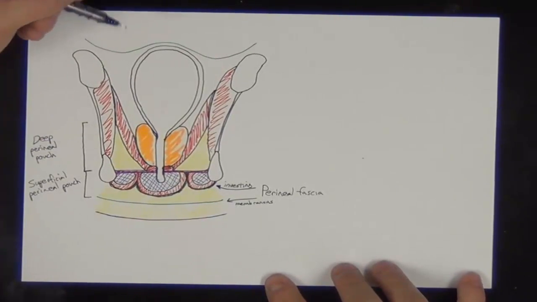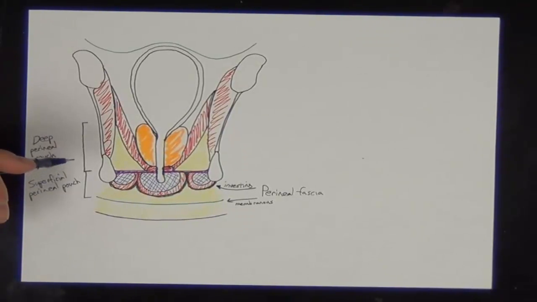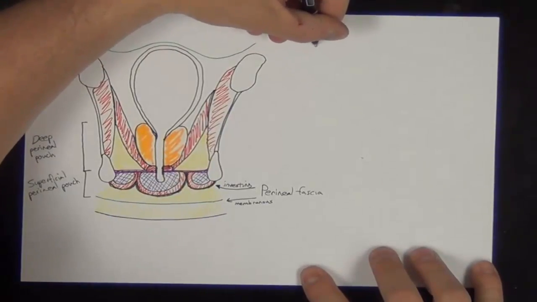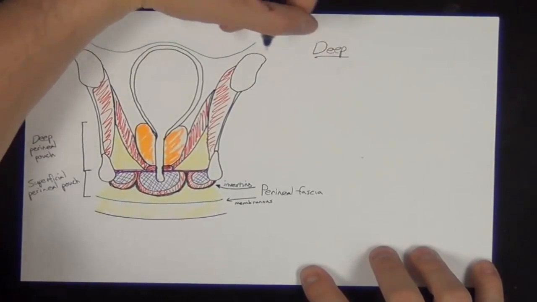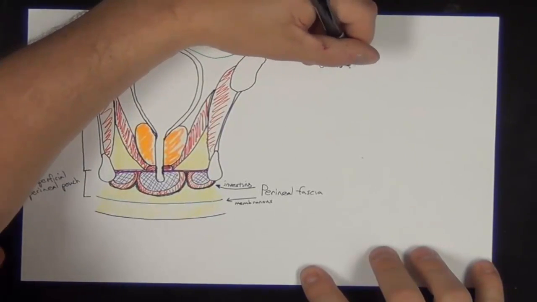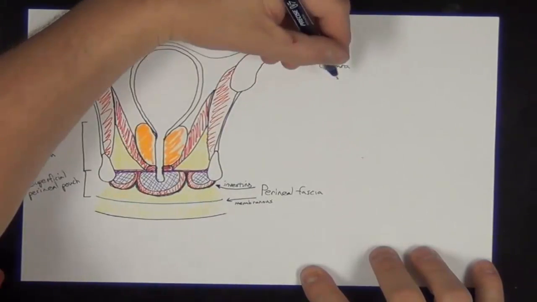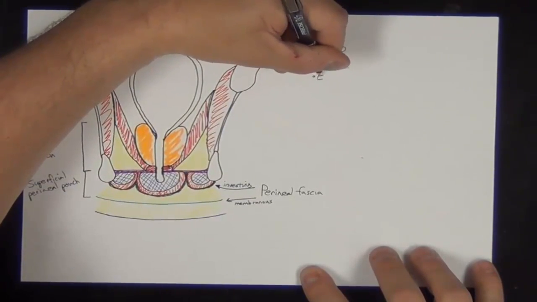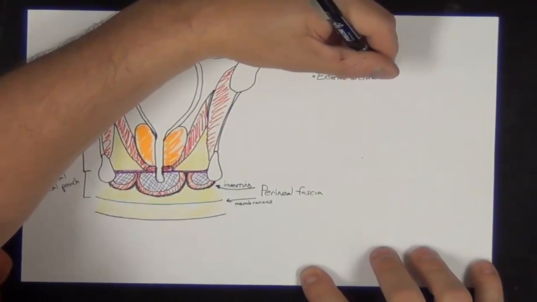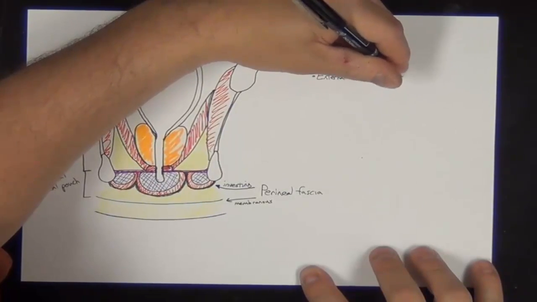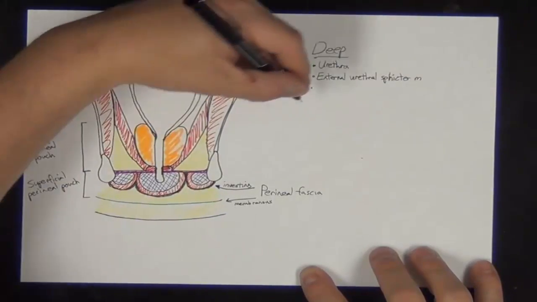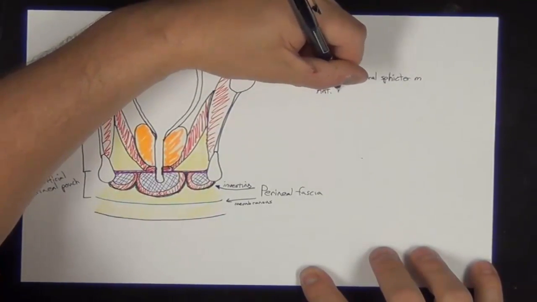Alright, so here we've got those structures. What I'd like to draw your attention to now is what's in each one of these pouches. In the deep pouch, we've got a portion of the urethra. In the male, we've got the prostatic and membranous urethra right here. We've got the external urethral sphincter. We've got the anterior recess of the ischioanal fossa.